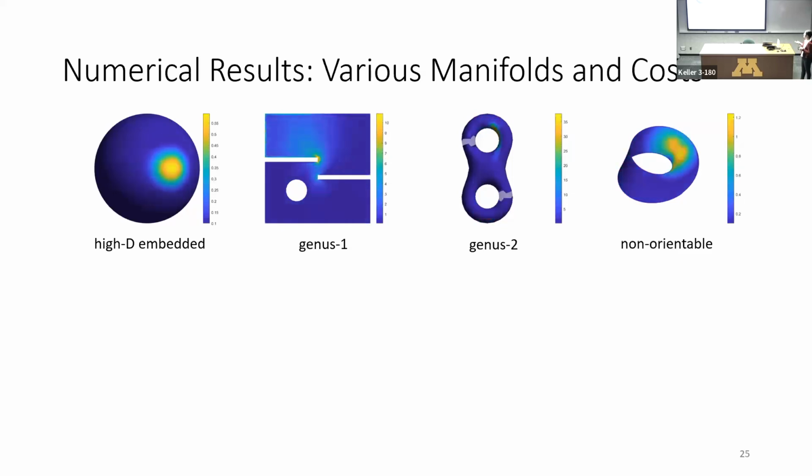And this is a genus 1 manifold, this is a genus 2 manifold, and this is the Mobius strip, which is a non-orientable manifold. All these manifolds we can deal with very nicely, as long as you can give me a good triangular mesh of the manifold.